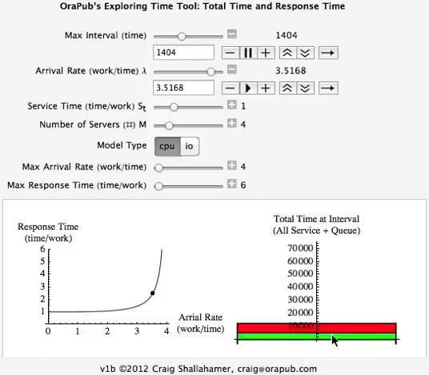Now I want to explain the difference between the green and the red. The green time represents the accumulated service time. This is how long it takes to service one piece of work. And how this relates to the response time curve is that the service time, or the green color time, is constant regardless of the arrival rate, and it's all this time down here.